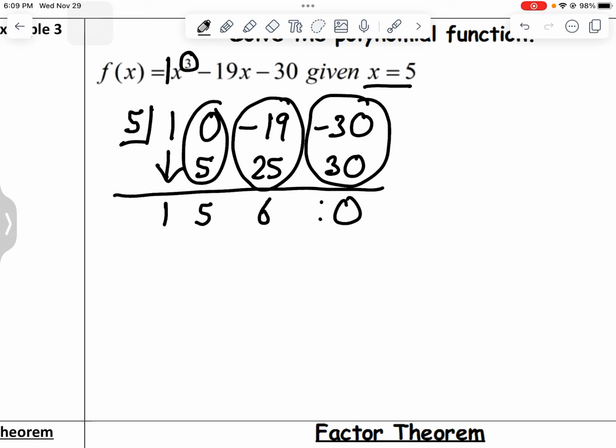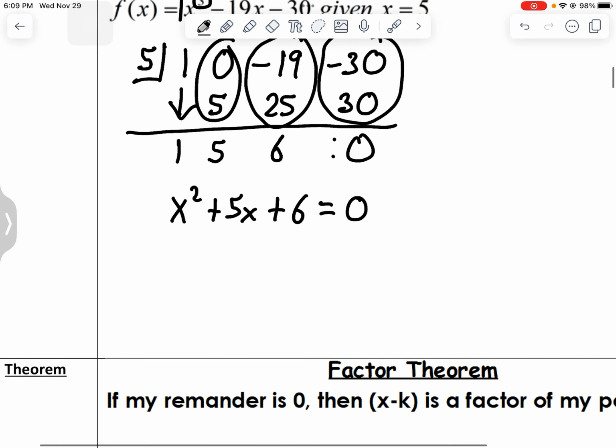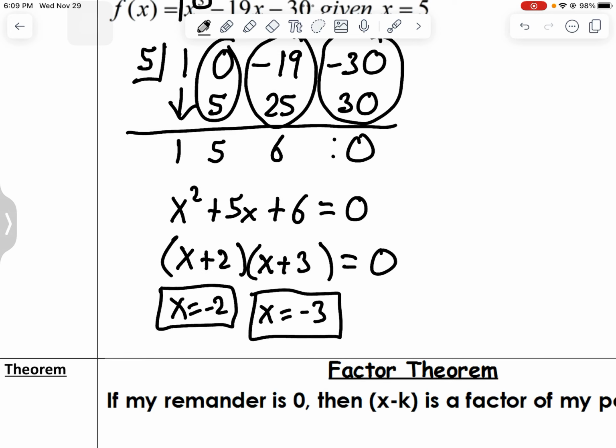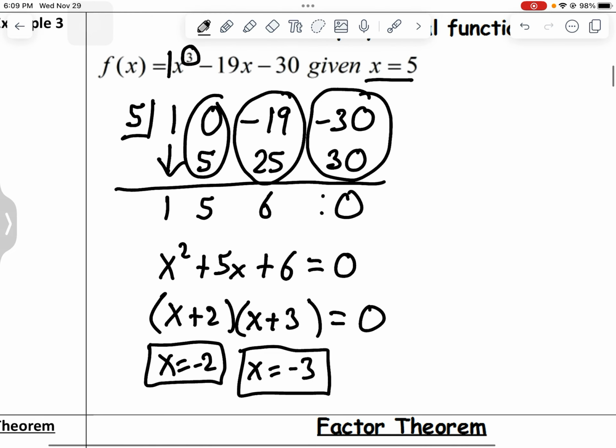So since we started with x cubed, that means this is x squared plus 5x plus 6 equals 0, and this is going to factor really nicely. It's going to be x plus 2 and x plus 3, the factors of 6 that add to make 5. So then the solutions are -2 and -3. Again, there's 2 of our 3 solutions. The first one was the one that we had up here.